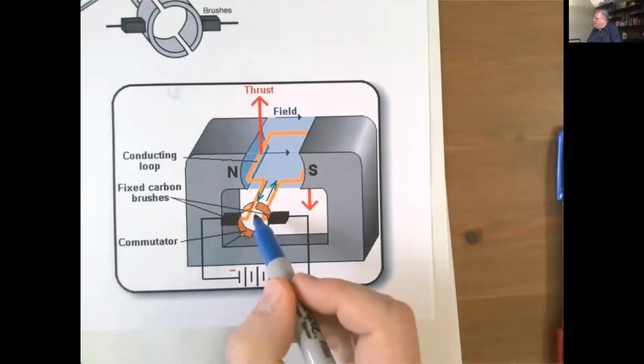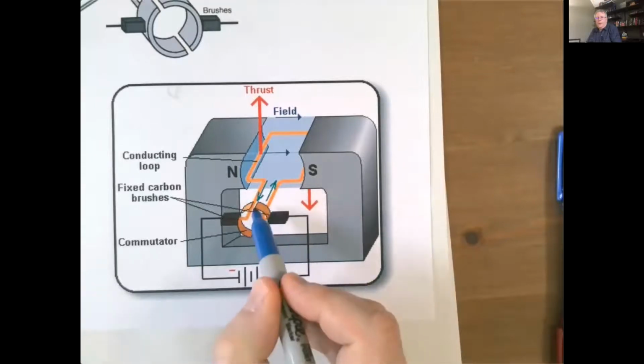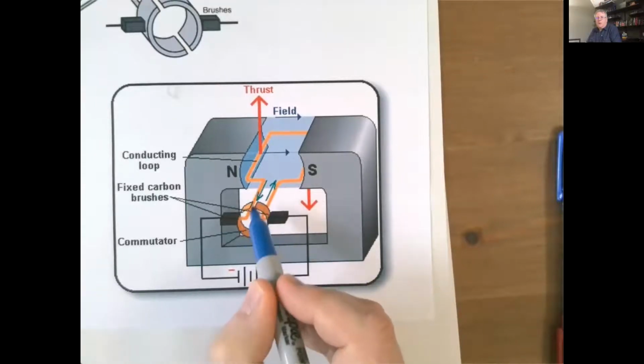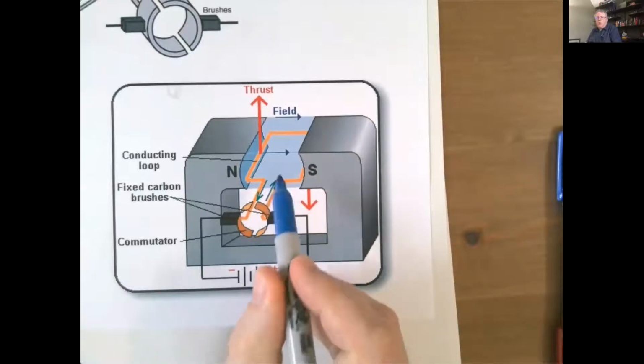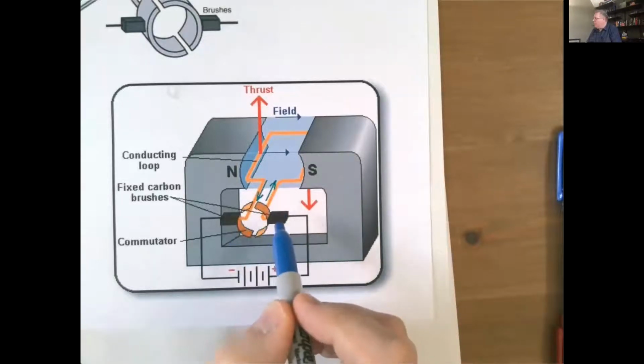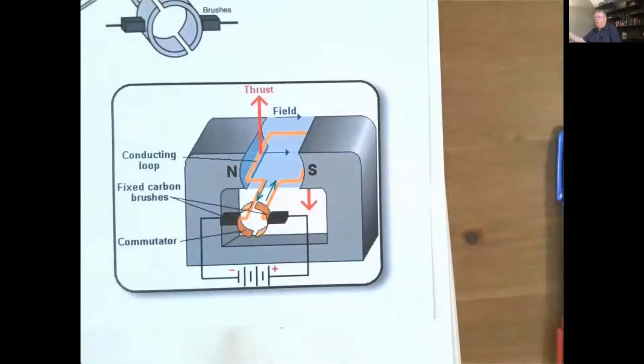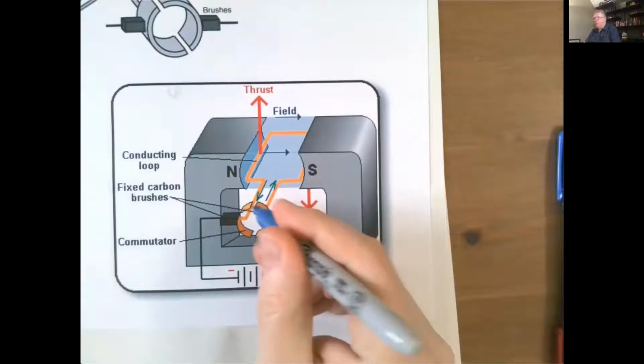So you'll notice that this piece of metal here is connected to this wire, and this piece of metal here is connected to this wire. And this metal piece turns with the coil. But these two things, the black things, are brushes, and they don't. So these are like a paintbrush made of metal, right? So the wire can brush against this round piece.